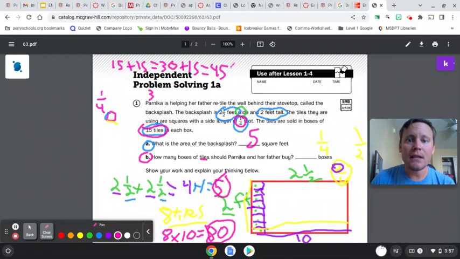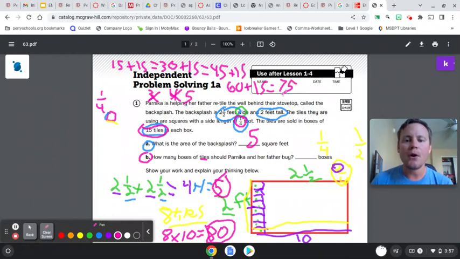All right, what if I add another box to make 4 boxes? So 45 plus 15 makes how much? 60. So now I'm at 4 boxes. Okay, 60 is not enough. I need 80 tiles, so let's add another 15 to make 5 boxes. So that equals 60 plus 15, 75.